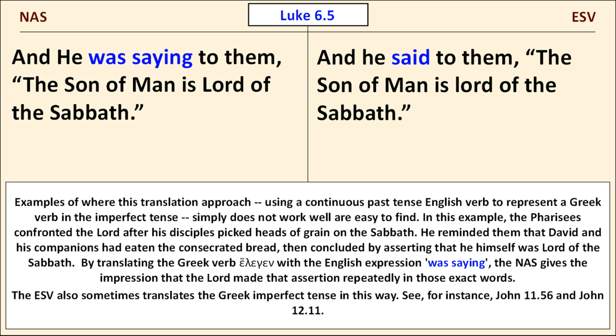In the example from Luke chapter 6, verse 5, the Pharisees confronted the Lord after his disciples picked heads of grain on the Sabbath. He reminded them that David and his companions had eaten the consecrated bread, then concluded by asserting that he himself was Lord of the Sabbath. By translating the Greek verb "elegan" with the English expression "was saying," the NAS gives the impression that the Lord made that assertion repeatedly in those exact words. The ESV sometimes translates the Greek imperfect tense in this way also. Mark chapter 11 verse 17 is an example.